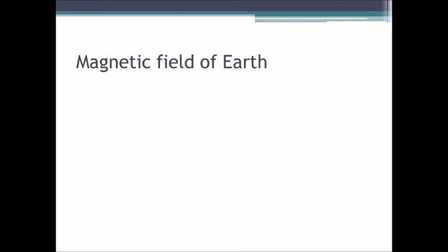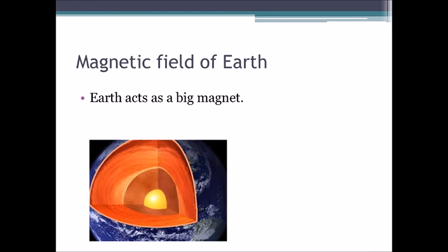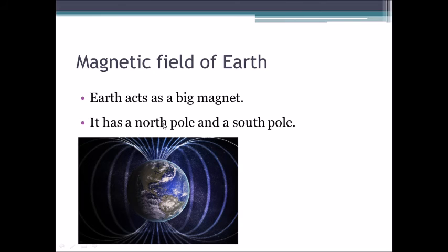Now, the magnetic field of Earth. Earth acts as a big magnet and it has a magnetic field. It has the magnetic field because inside Earth we have an inner core and an outer core. This is inner and this is outer. The outer core contains liquid iron. Because of the rotation of Earth, this liquid iron moves. When the liquid iron moves, it creates the magnetic field of Earth. Like any other magnet, Earth also has a north pole and a south pole.